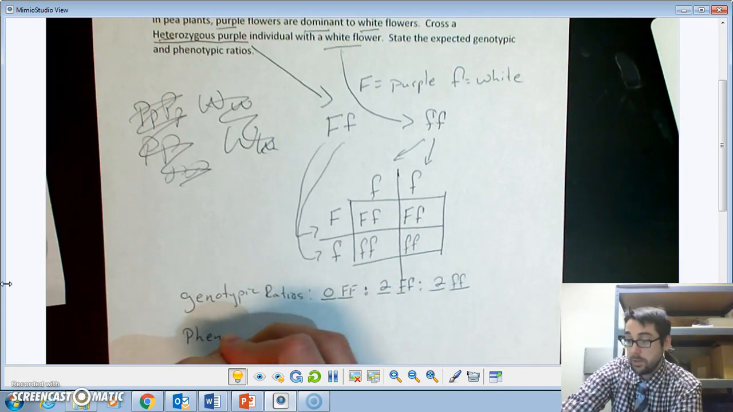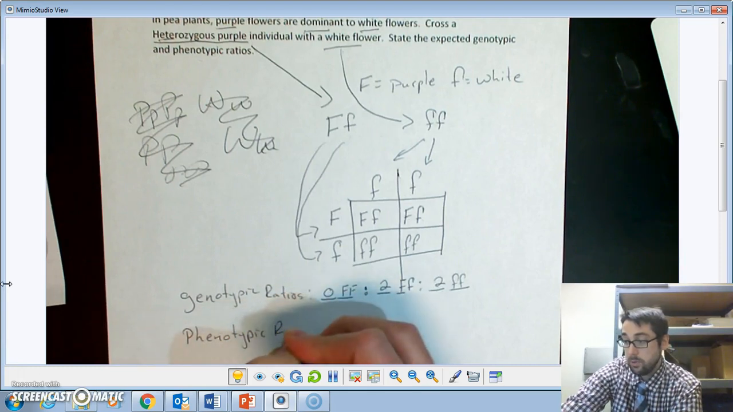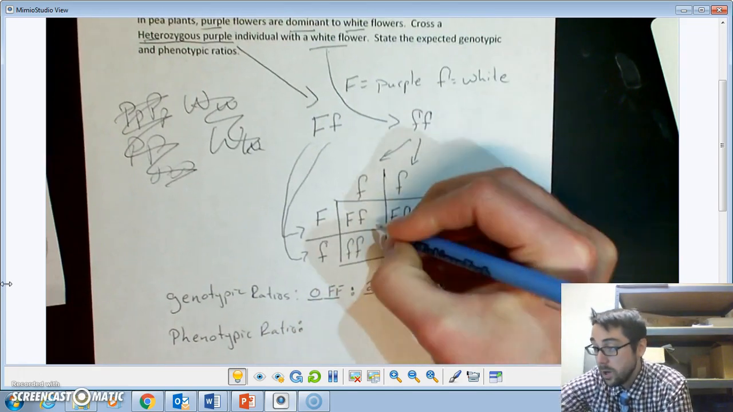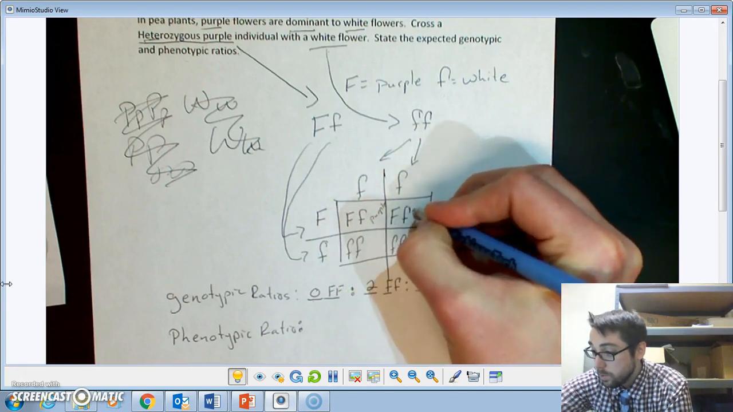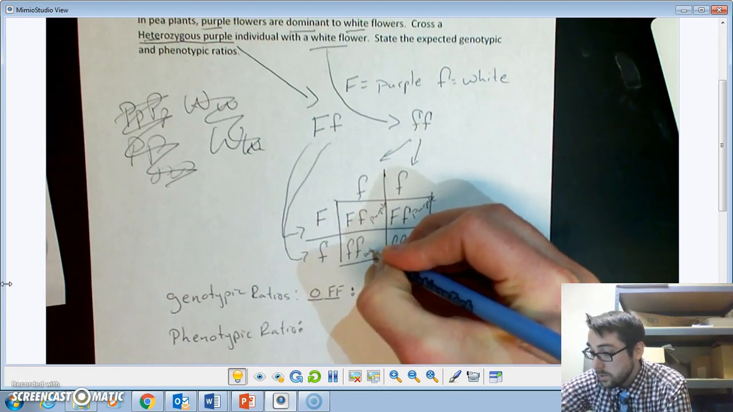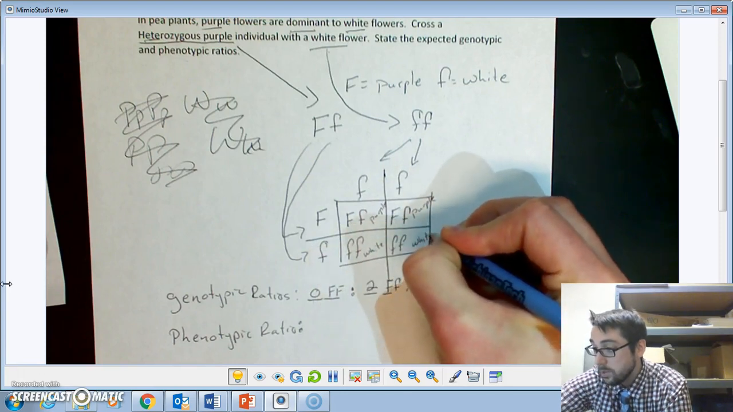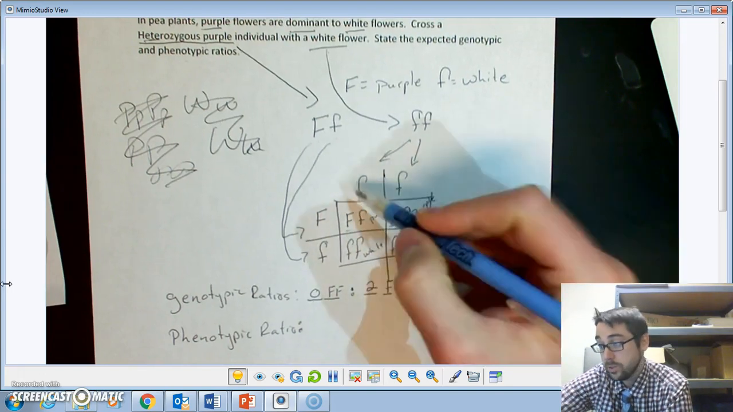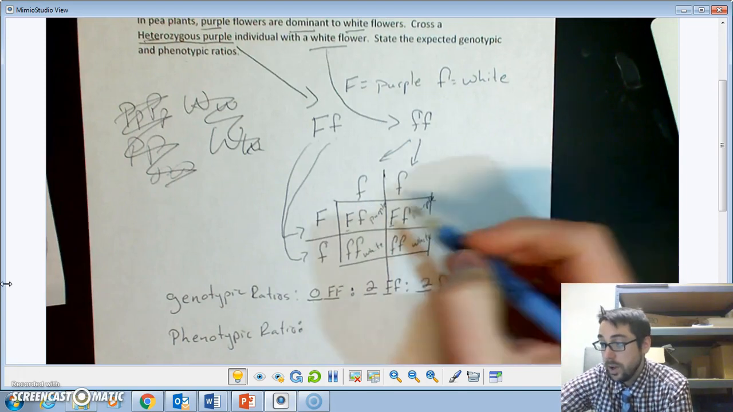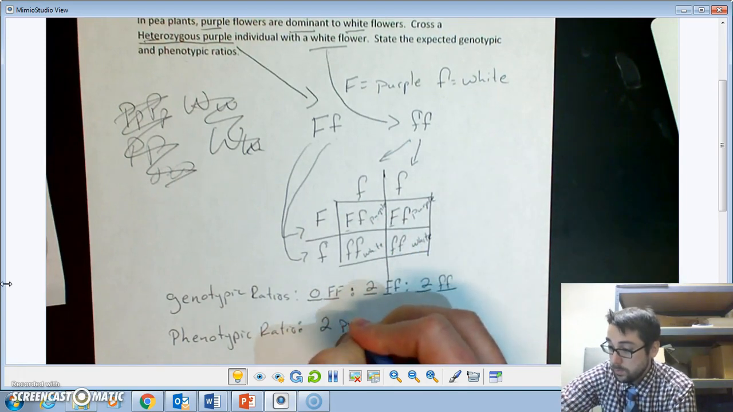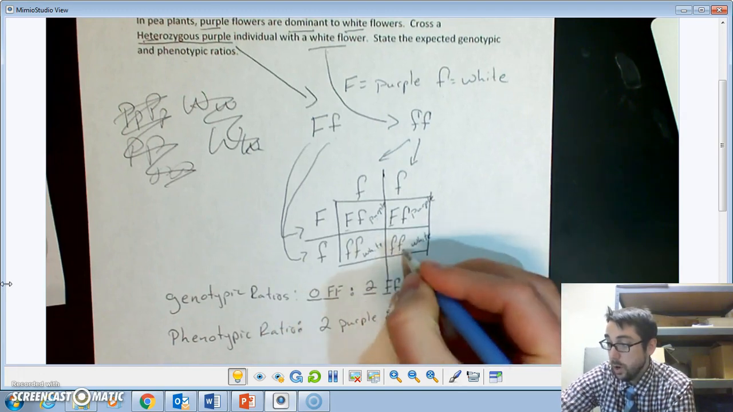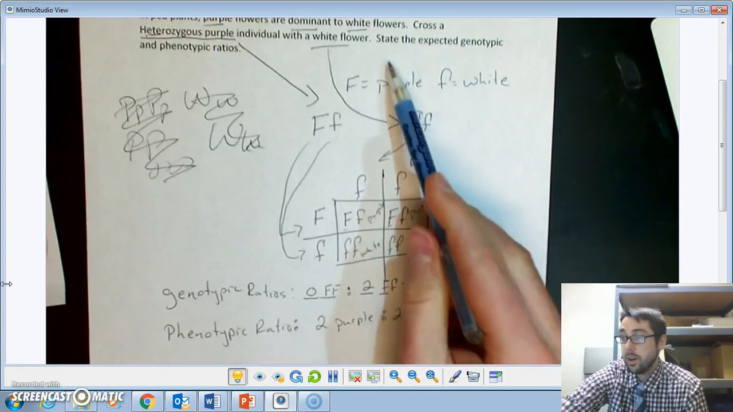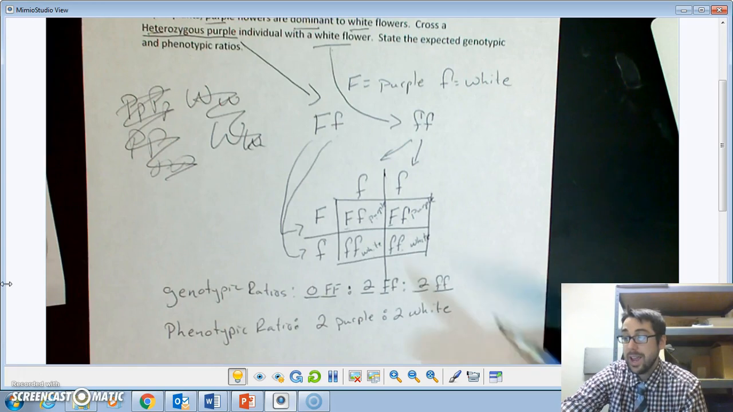For phenotypic ratio, now I'm looking at just purple versus white. So in this one I had purple, this is purple, this is white, and this is white, right? Because we're looking at dominant trait, heterozygous. If it's dominant, it's going to have that color. So in this case, our key tells us it's purple. So I have 2 purple to 2 white. So now we're done. We stated our expected genotypic and phenotypic ratios, and we can make predictions.